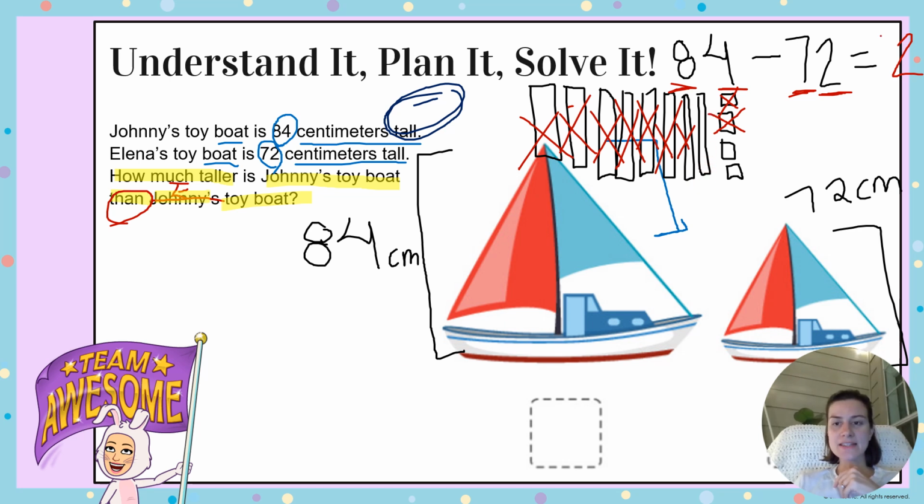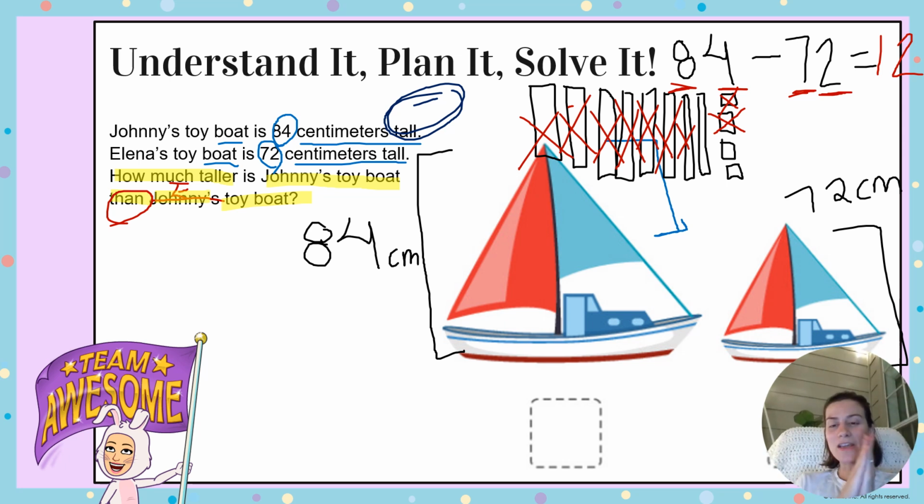84 minus 72 equals 12. 8 minus 7 equals 1 ten. 8 tens minus 7 tens equals 1 ten. 4 ones minus 2 ones equals 2 ones. 84 minus 72 equals 12. Pause this recording and get to where I'm at. So I want your tens and your ones drawn. I want to see that you're taking away. Go ahead and do that. And then you can press play when you're ready to continue.